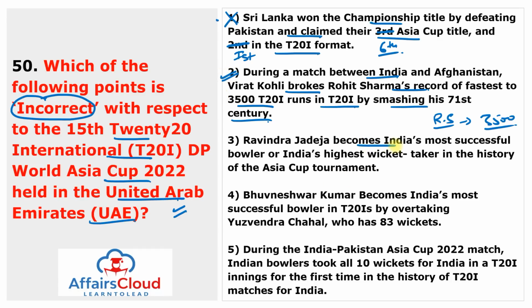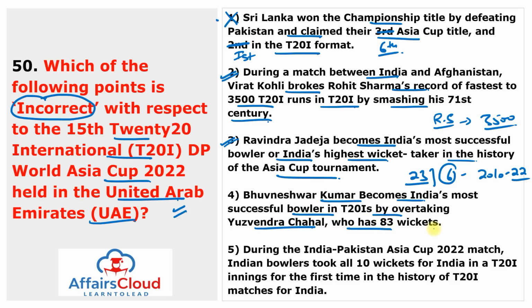Ravindra Jadeja becomes India's most successful bowler, India's highest wicket taker in the history of the Asia Cup tournament. He has 23 wickets across 6 Asia Cups held from 2010 to 2022. This statement is also true. Bhuvneshwar Kumar becomes India's most successful bowler in T20 by overtaking Yuzvendra Chahal, who has 83 wickets. This statement is also true.